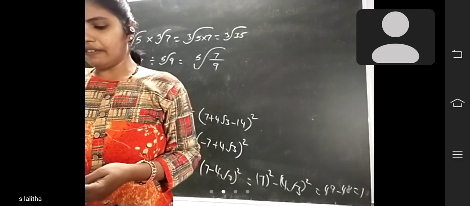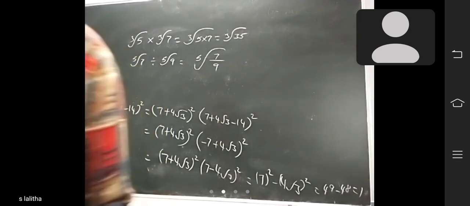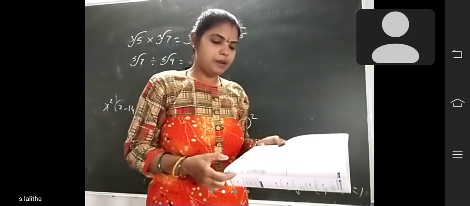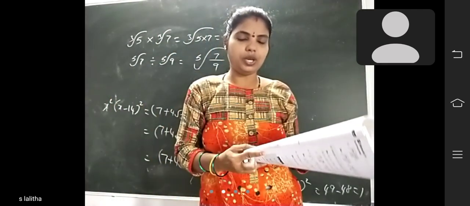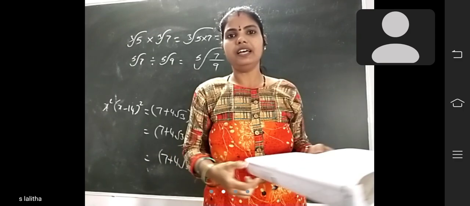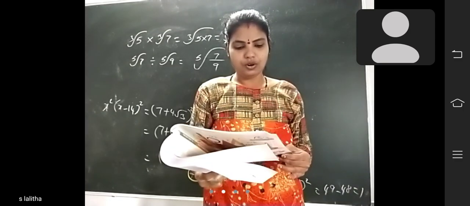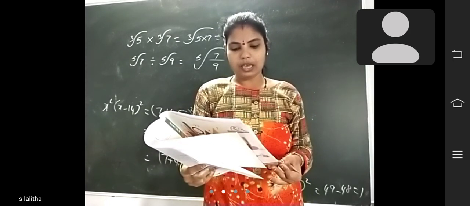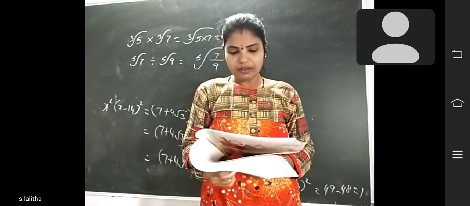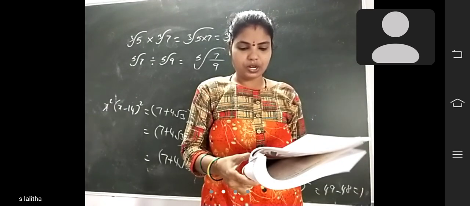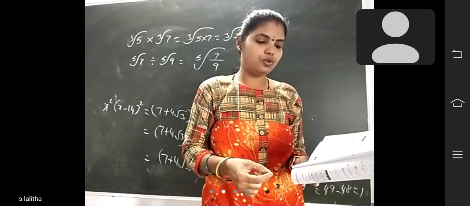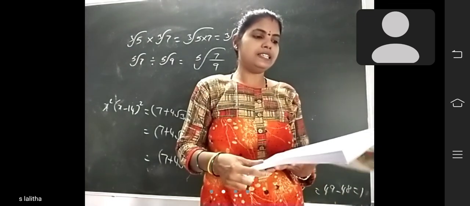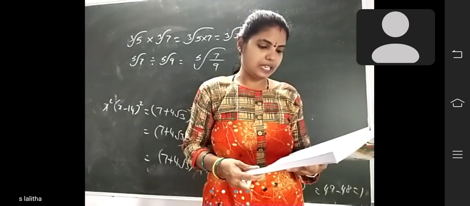Here some identities are given. See, (root a plus root b) into (root a minus root b) is equal to a minus b. Second one, (a plus root b) into (a minus root b) is equal to a square minus b. Already we learned in the state syllabus these identities. Root a plus or minus root b whole square is equal to a plus or minus 2 root ab plus b. Fourth one, (root a plus root b) into (root c plus root d) is equal to root ac plus root ad plus root bc plus root bd. Okay. So using these identities, here some examples are given. You can do these examples.